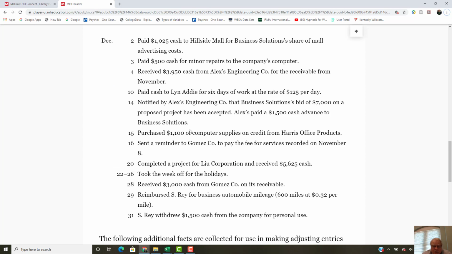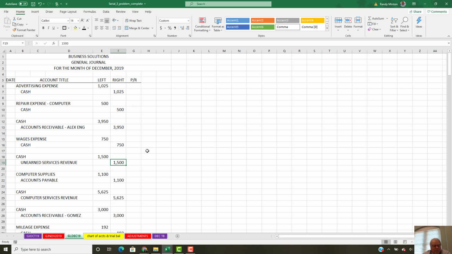Okay, the next one. On the 15th, we purchased $1,100 of computer supplies on credit from Harris Office Products. Now, this is the third or fourth time that we have purchased computer supplies from Harris Office Products. So if you think about it, those supplies, the asset computer supplies, is building up, even though we've used a bunch of those up. So when we do the adjustments, we're going to adjust that account to its proper value. But for right now, we're just going to make the recording of this entry.